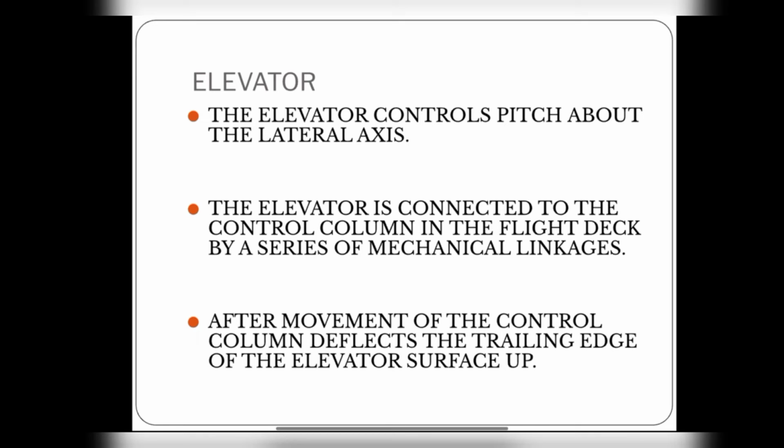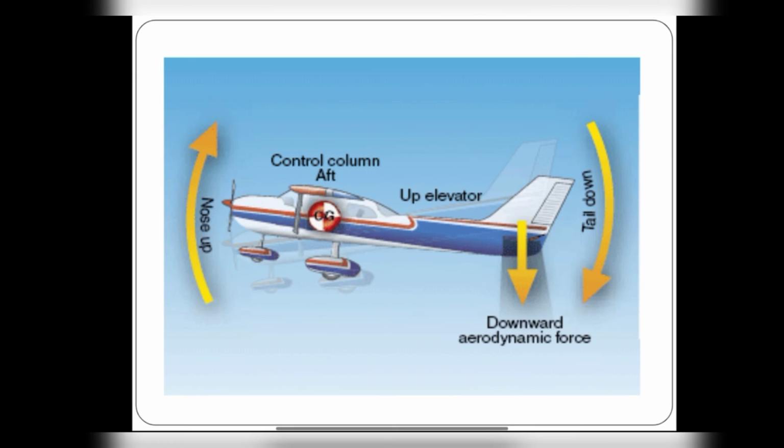We know that the elevator is placed on the tail section of the aircraft. Its movement is pitch. So the main movement is, see here, if the nose is up, then the tail will be down. This is the main role of the stabilizer.